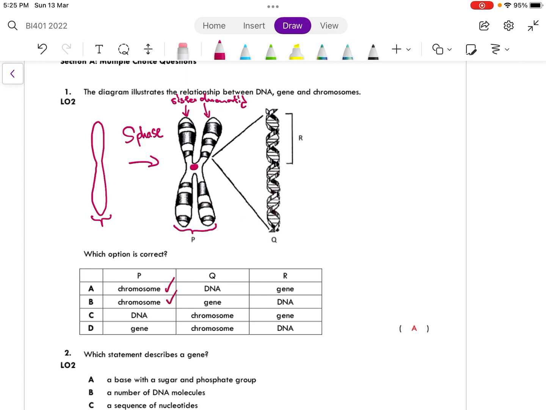Usually when we do MCQ questions like that, you can immediately rule out a few options already. Let's go to Q. Q is referring to this entire structure. Alright, and so an entire structure will have to be DNA. How do we know that it's DNA? Because we see it's a double helix. Finally, when we look at R, R is just referring to a sequence of DNA. Alright, and a gene is a sequence of DNA. Okay, so the answer will have to be A.